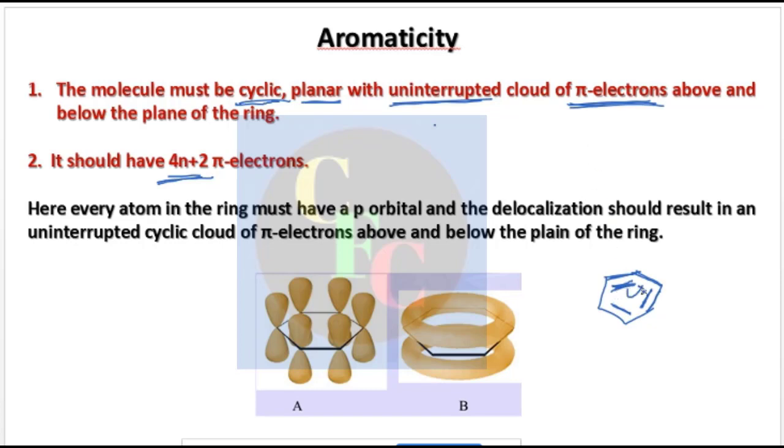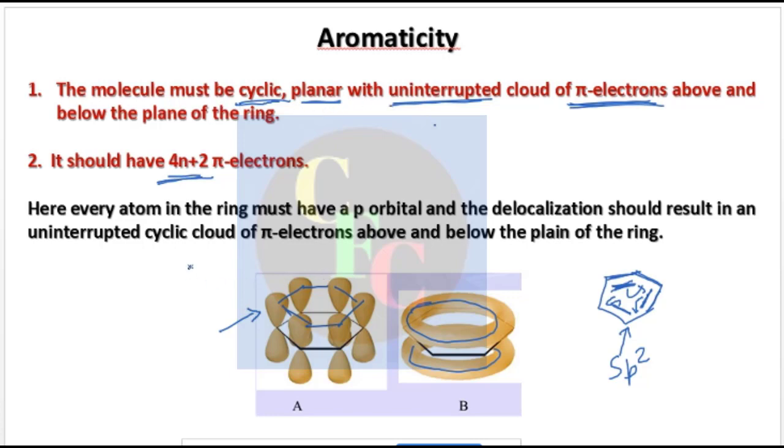What is the uninterrupted pi electron cloud? See, we are used to drawing this kind of canonical forms, right? So this is called uninterrupted pi electron cloud. Suppose here it is shown, we will also discuss it later. See, all the carbons here are sp2 hybridized, right? So there is an unhybridized p orbital in all of them. They are parallel to each other and they can overlap sidewise, right? And they can form an uninterrupted pi electron cloud below and above the plane. This is our first condition for aromaticity.